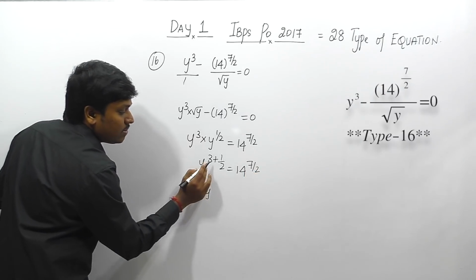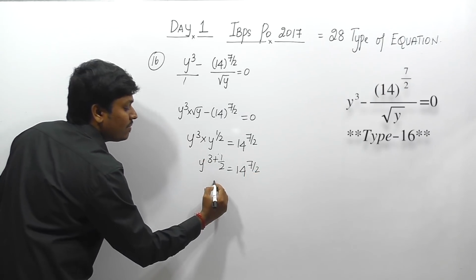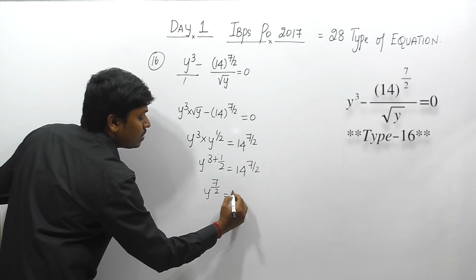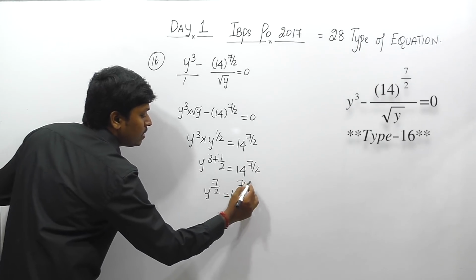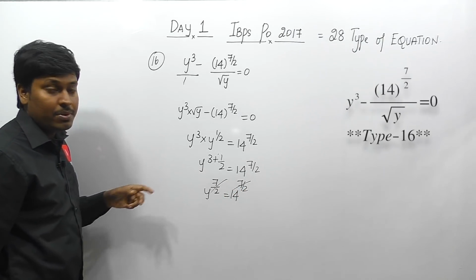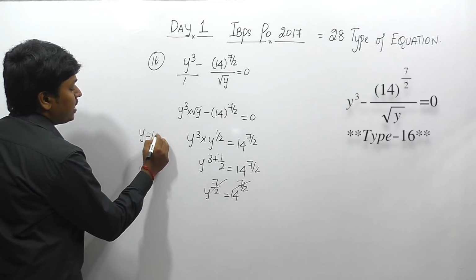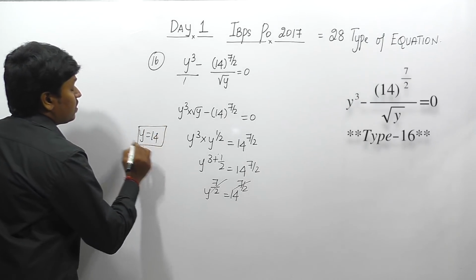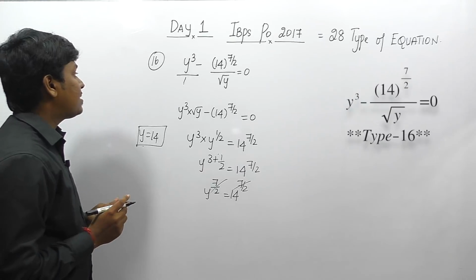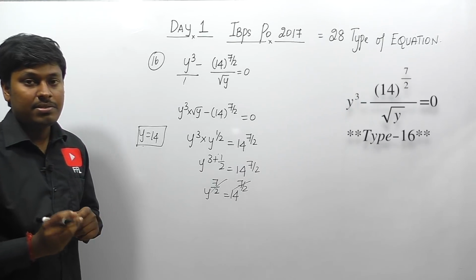So y power 3 plus 1 by 2 is equal to 14 power 7 by 2. 3 into 2 will be 6, 6 plus 1 will be 7. So y power 7 by 2 is equal to 14 power 7 by 2. So we can cancel 7 by 2 on both sides. So finally we got the value of y is equal to 14. So we got the answer for type number 16 equation, that is y is equal to 14.